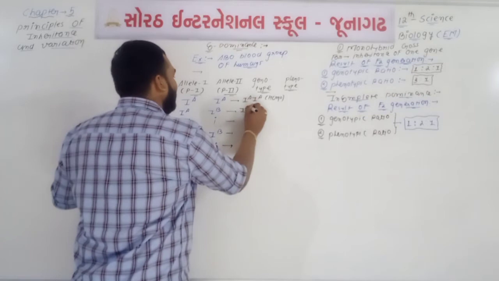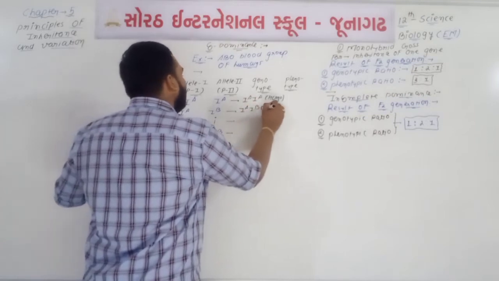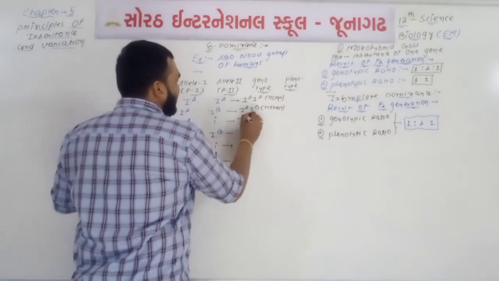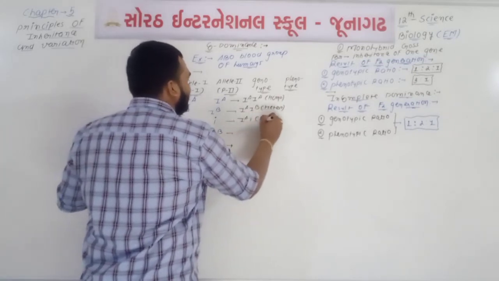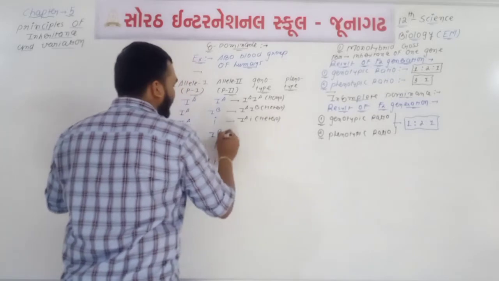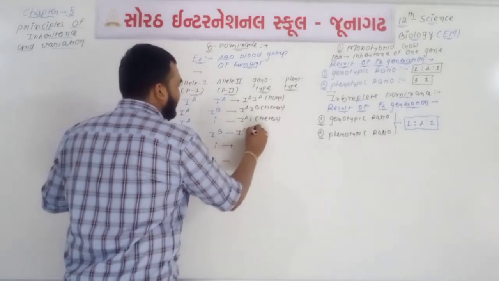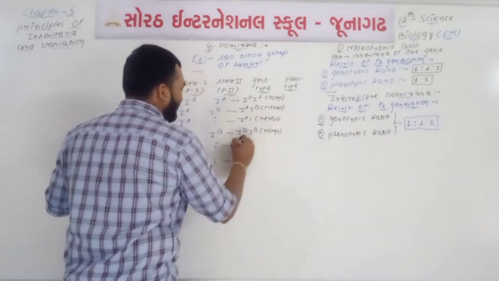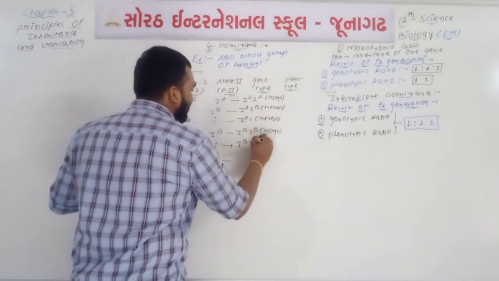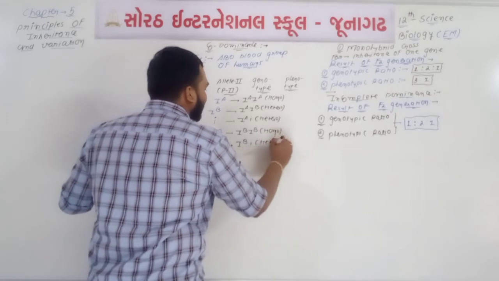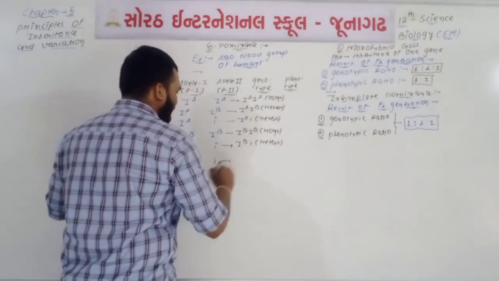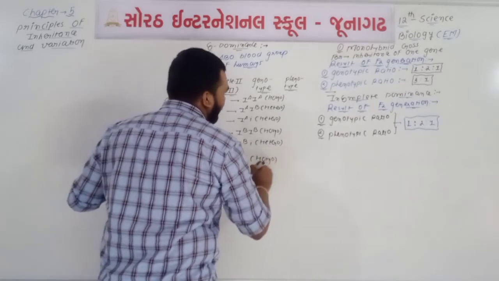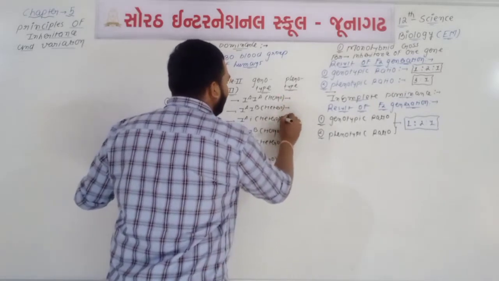Here we can say that IB is a heterozygous type of genotype. Here IA and small i is also a heterozygous type of genotype. Here IB IB is a homozygous type of genotype. Here IB and small i is a heterozygous type of genotype. Here small i and small i is a homozygous type of genotype.